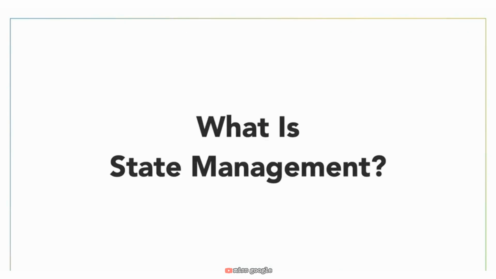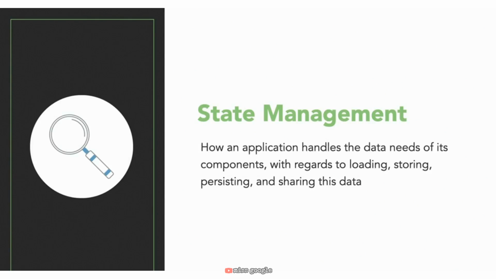All right, so the next thing that we're going to talk about with regards to software architecture is something called state management. Now, state management is a very important part of virtually any web application, and it can have pretty profound implications on how we actually organize our code. So first of all, let's start off by talking about what state management is exactly. The definition that I've come up with for state management is basically how our application handles the data needs of its components with regards to loading, storing, persisting, and sharing this data.